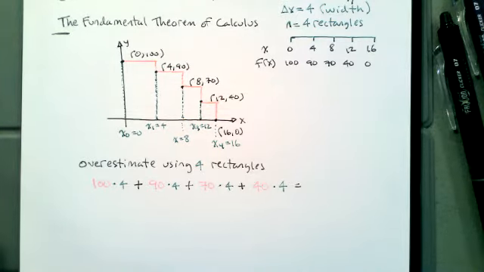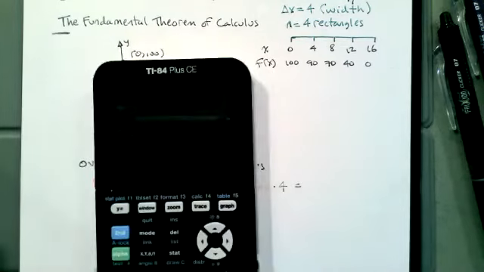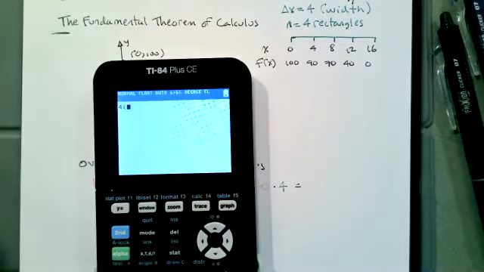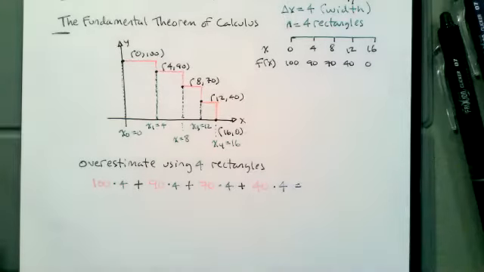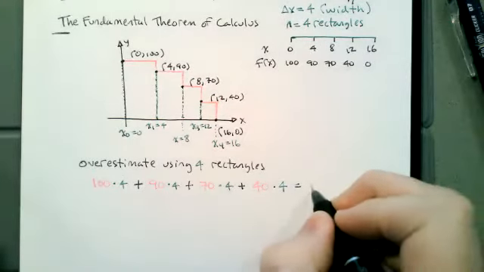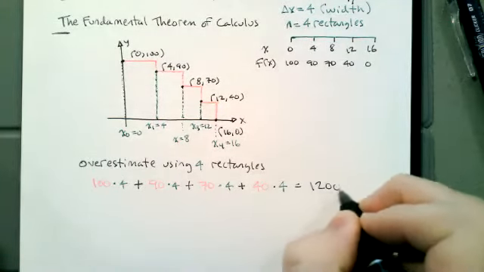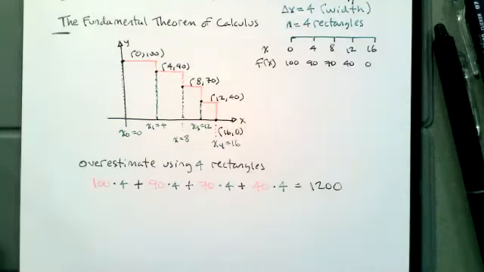And then we just add all these up. So I have 4 times 100, 90, 70, 40. So 1,200. So we know the area under whatever this curve looks like is at most 1,200.